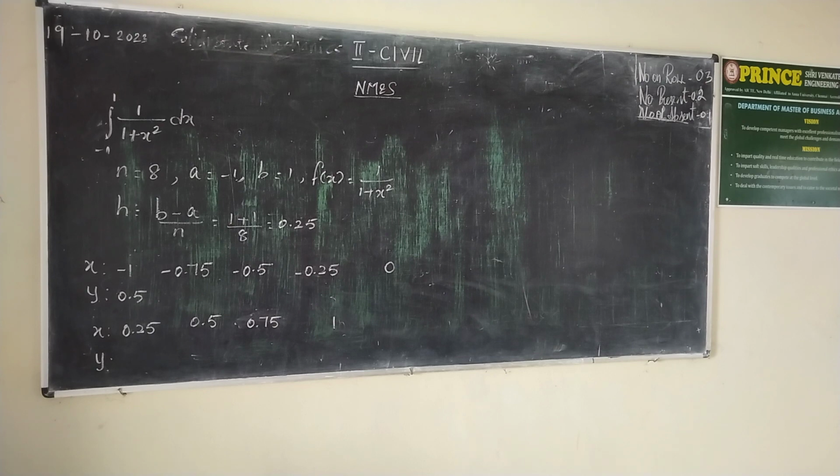Approximately 4 decimal places, no? 4 decimal places. Approximately 4 decimal places. Denominator is 1 plus 0. 1 plus 0 is 1. Do it fast, ma'am.